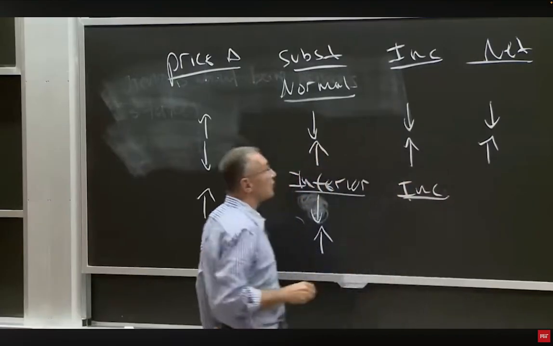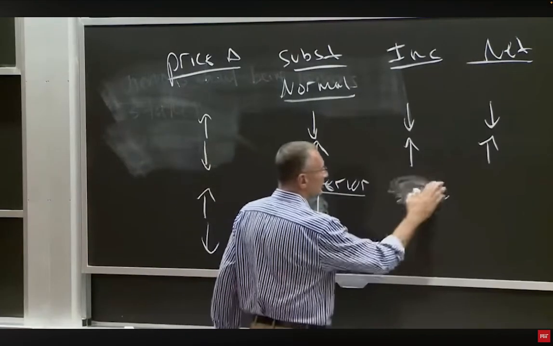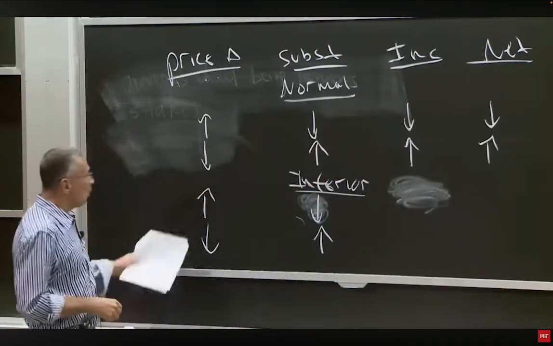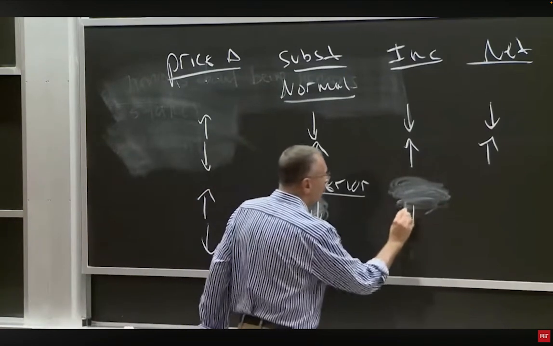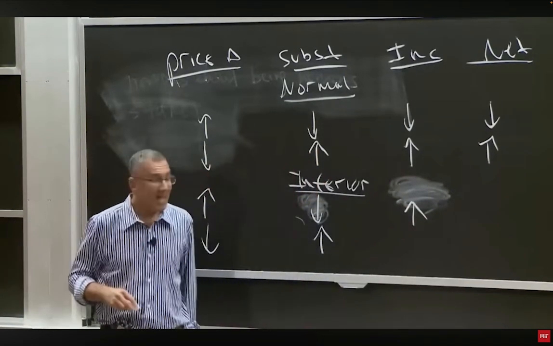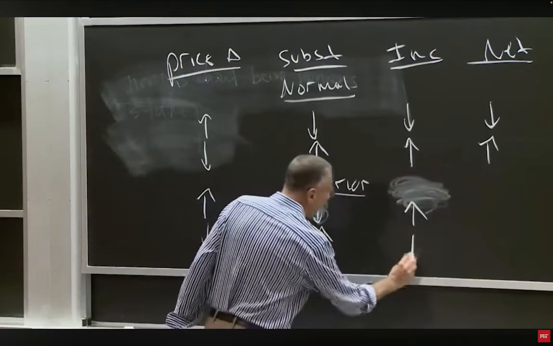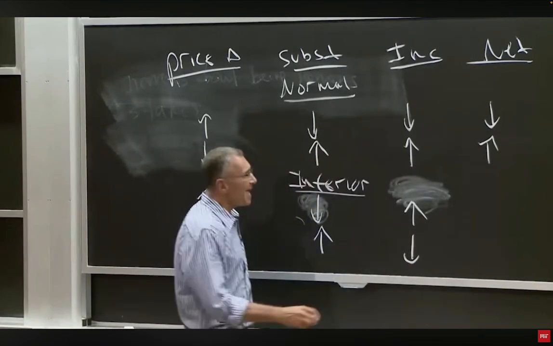If it's an inferior good, now when the price goes up, you want more of it. And when the price goes down, you want less of it. So the net is unclear.